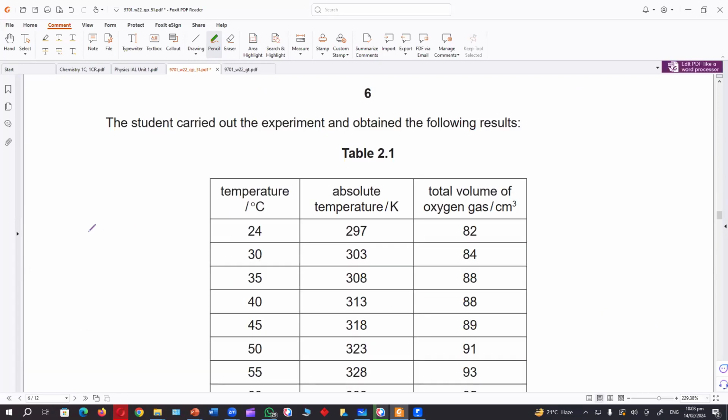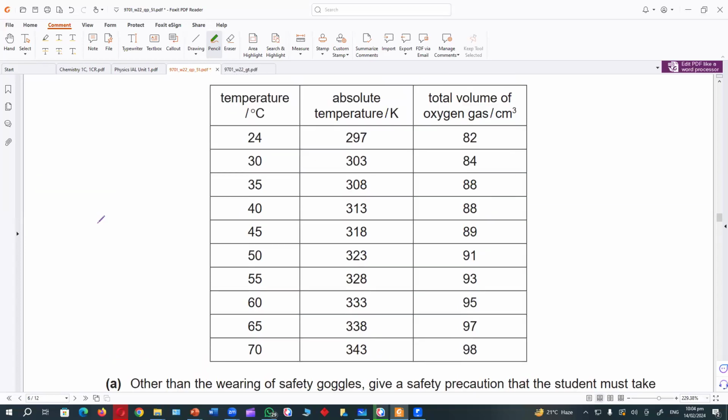The student carried out the experiment and obtained the following results. Temperature column, absolute temperature, and total volume of oxygen gas. 82, 84. Okay, this is the data.